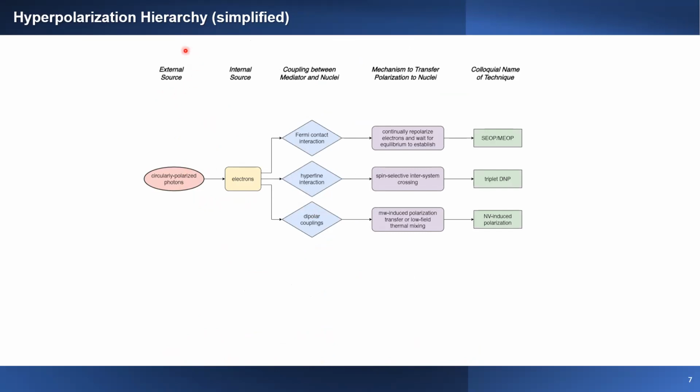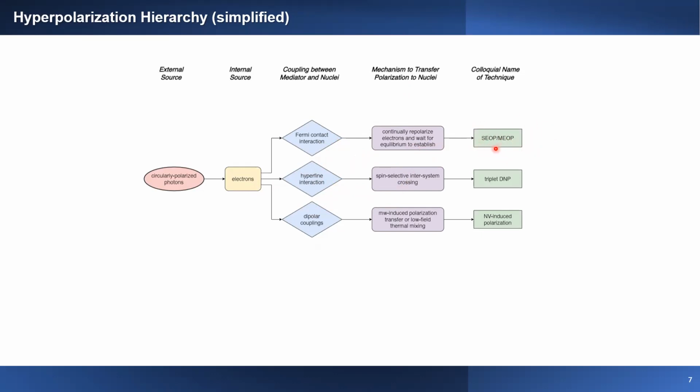So we're saying that we have some external source of polarization, which is going to deliver hyperpolarization to a source that's internal to the system. And that internal source couples to the nuclear spins. So there's some sort of coupling between the electrons and the nuclear spins. That could be, well, essentially in all cases a hyperfine interaction, whether that's dipolar couplings or the Fermi contact interaction. We then have some sort of mechanism through which the polarization is transferred from the electrons to the nuclear spins. And finally, the technique that corresponds to that.